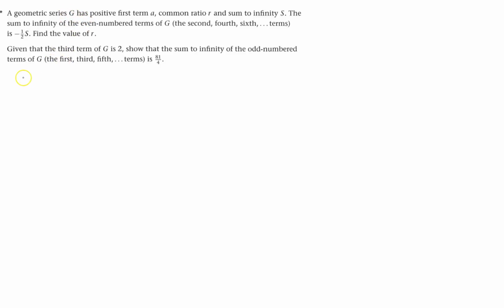So, geometric series. We've got a GP that has positive first term A, so A equals A, common ratio R equals R, and sum to infinity equals S. The sum to infinity of all terms is A over 1 minus R. But we've also got the sum to infinity of even numbered terms. So that's all terms, and then we'll do the even numbered terms.